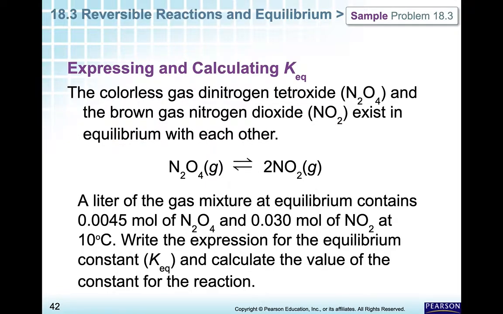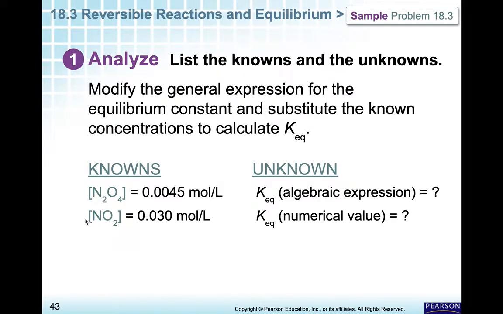Alright, so our given information here tells us something very important. We have a number of moles in a given volume. So for each of these, we know their concentration. Concentration is moles per liter. We've got a number of moles in 1 liter, so we've got their concentrations, again represented here with the square brackets.